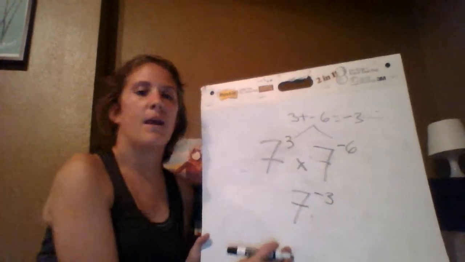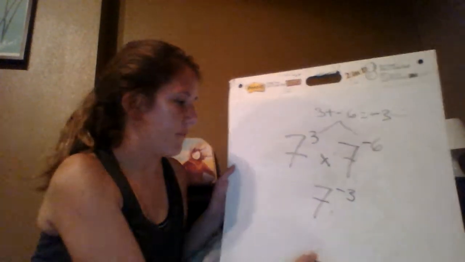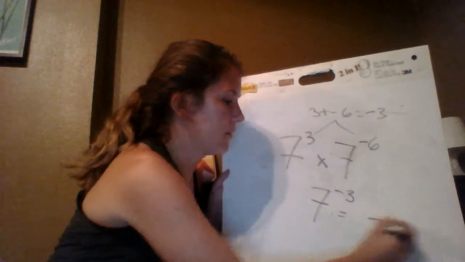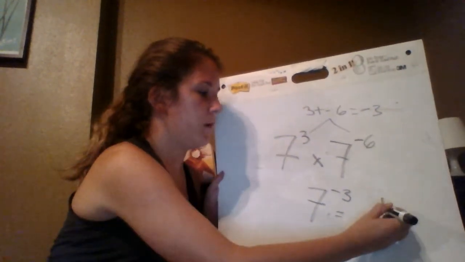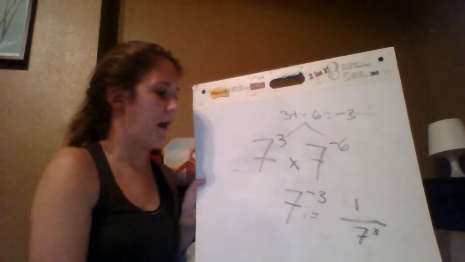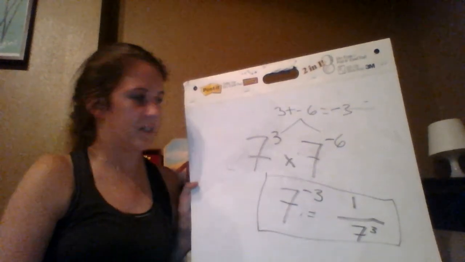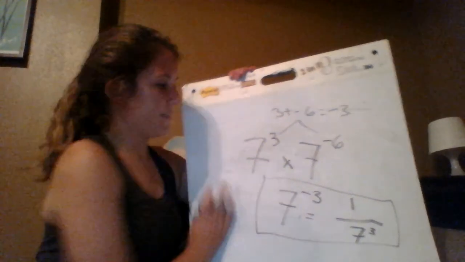This is one way to write it. I could simplify it even further. I know that this negative exponent tells me that I'm going to have a fraction. My numerator is 1. My base is 7. And it's raised to the 3rd power. These two are equivalent expressions. Last example.